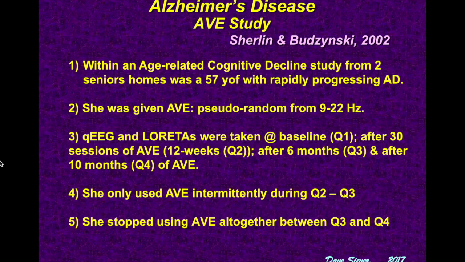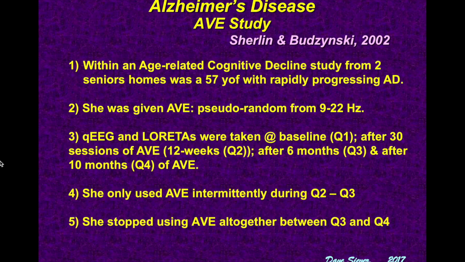So anyway, within this study, slipped in an Alzheimer's patient at one of the centers, and although she officially was not meant to be part of the study, they decided to keep her in the study to see if entrainment would help treat Alzheimer's. Her Alzheimer's was rapidly progressing. She was given the same stimulation as the rest of the group, which was randomized entrainment from 9 to 22 hertz. And quantitative EEGs, which I've been showing you all along, and LORETA. Now, LORETA is a 3-dimensional quantitative EEG, which you'll see shortly.